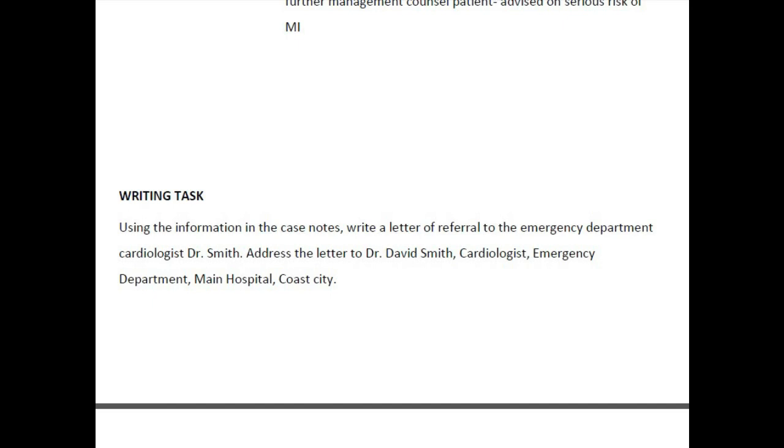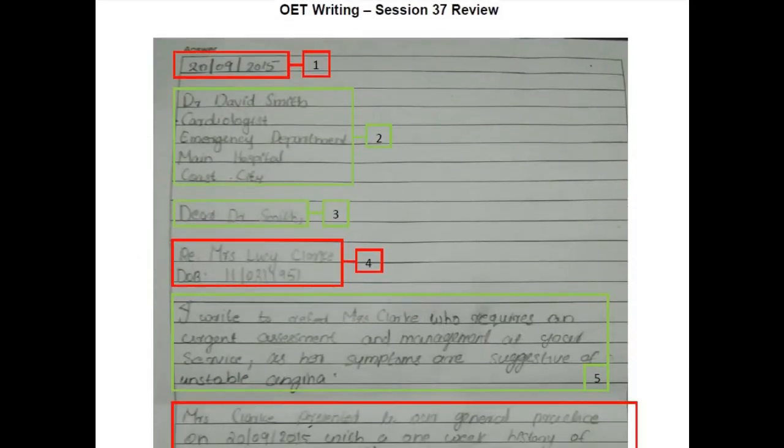Now let us see how we can write a letter with the help of a sample letter written by a candidate from Saudi Arabia. The format of the date written is wrong. Here, you should write it as 20 September, 2015. And the address and salutation written are correct. You should write the reference in a single line like RE, Mrs. Lucy Clark, DOB, 11/03/1951.